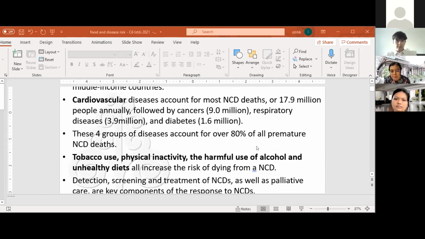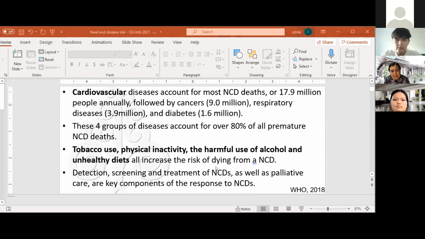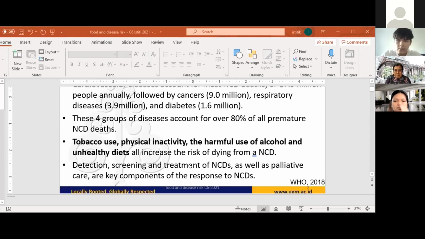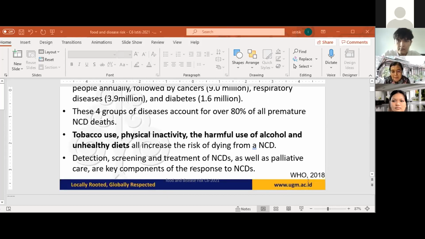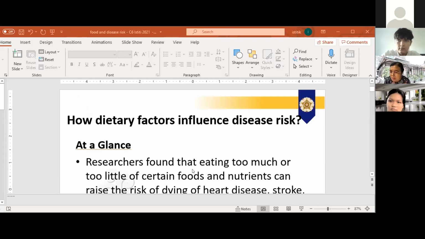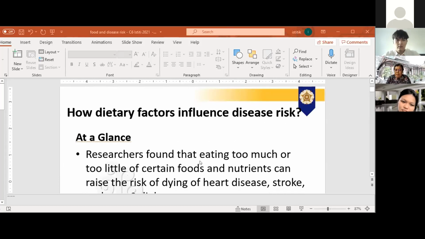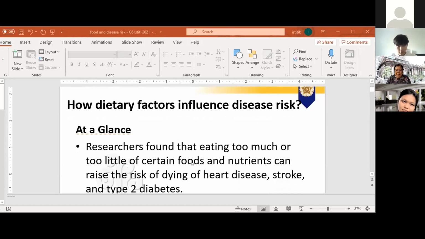We have learned before that tobacco use, physical inactivity, harmful use of alcohol and unhealthy diet increase the risk of dying. Detection, screening, treatment, as well as palliative care, are key components of the response to NCDs. How do dietary factors influence disease risk? Many researchers found that eating too much or too little of certain foods and nutrients can raise the risk of dying of heart disease, stroke, and type 2 diabetes.